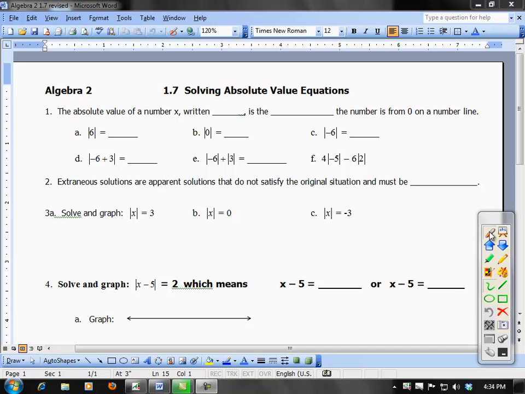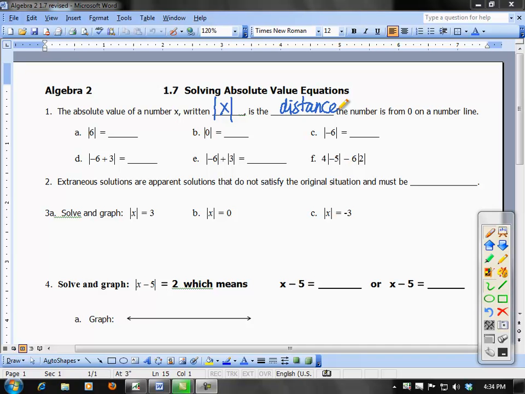The absolute value of a number is written with 2 vertical bars, okay? And what it means is it's a distance, okay? It's the distance between the number 0 and that number. And here's how it works. I want to show it to you in picture form so that you get an idea.